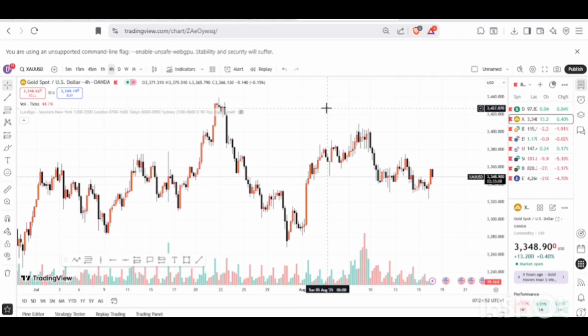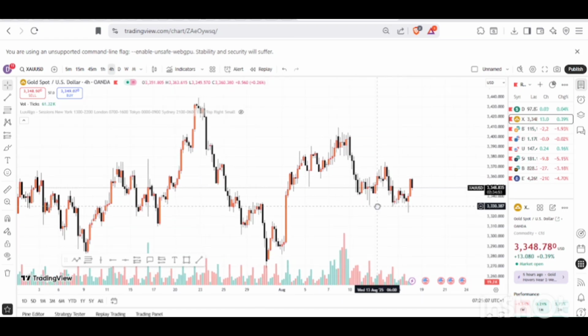So let's look at the gold view for the week. I'll be showing you my entire model and how you'll be able to position yourself to make money with gold this way. So let's dive right in.